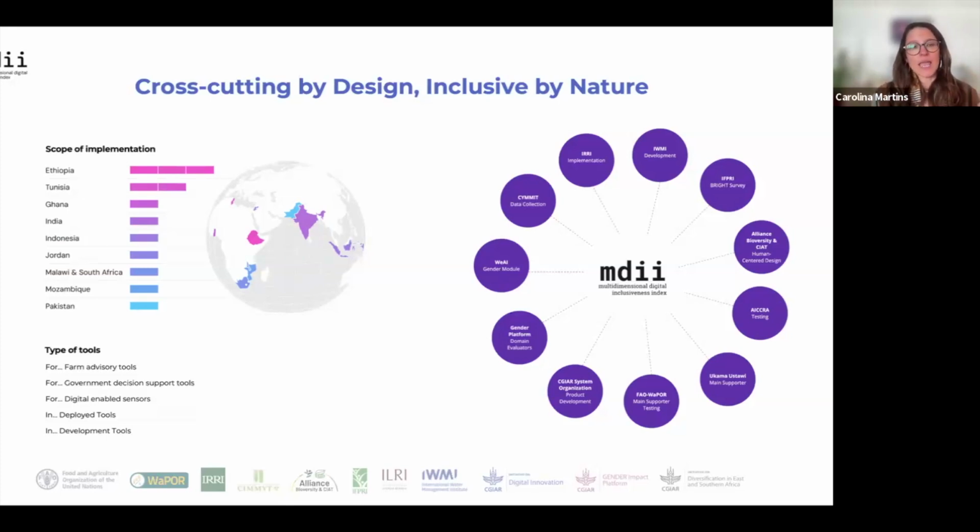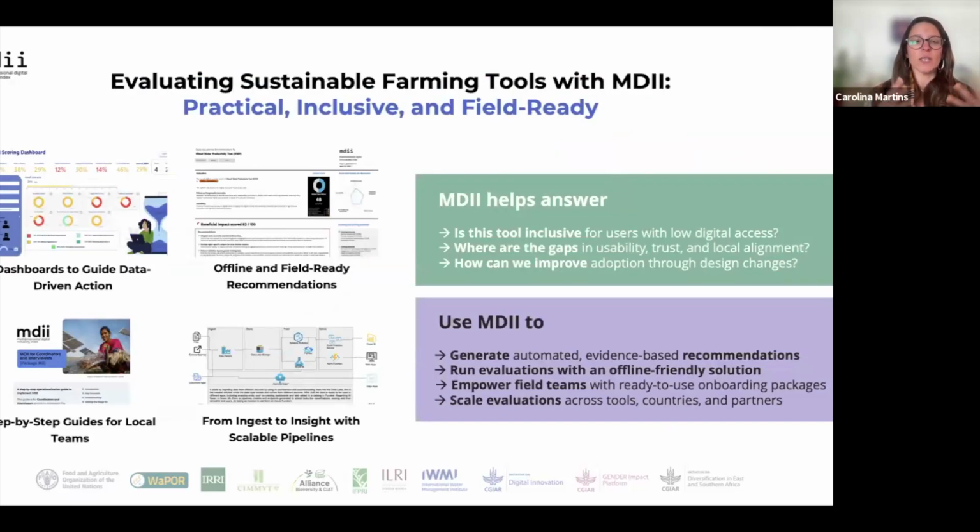So that way we can say that the MDII can allow, we can do evaluations for farm advisory tools, government decision support tools, digital enabled sensors, and others. And it can also be applied in the deployed tools and in tools that are in development. So it's very flexible. So when we're talking about the MDII, not only the theoretical, but just looking at the macro tool of the MDII as a tool, what we aim to have is the MDII helping developers and teams answer, is this tool really inclusive for the users that it intends? And where are the gaps?